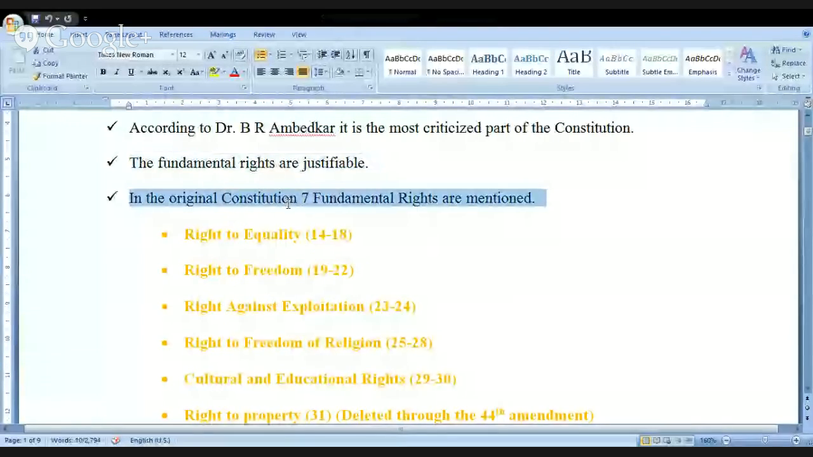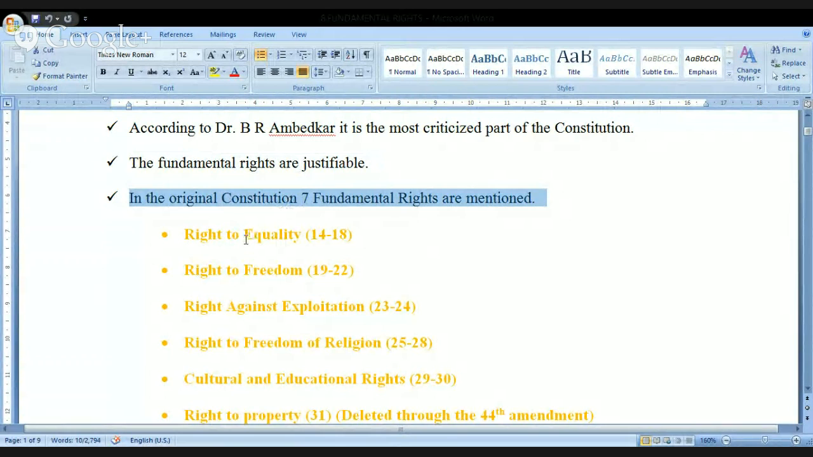Fundamental rights are justiciable. Meaning, if there is any violation of any of my fundamental rights, we have every right to approach the judiciary. Okay? Along with examples, I'll be discussing all these things with you. Now, that is the meaning of justiciable. Kindly remember this. Look at this. In the original Constitution, 7 fundamental rights are mentioned. Yes, we know this particular point.